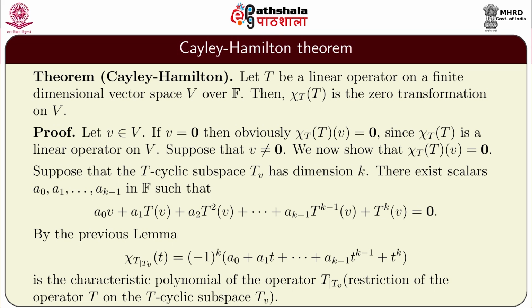If small v is the 0 vector, then chi T of T on v produces the 0 vector, because chi T of T is also a linear operator on V. Suppose that v is a non-zero vector. We now show that chi T of T of v is the 0 vector, and that would prove that chi T of T is the 0 operator on V.